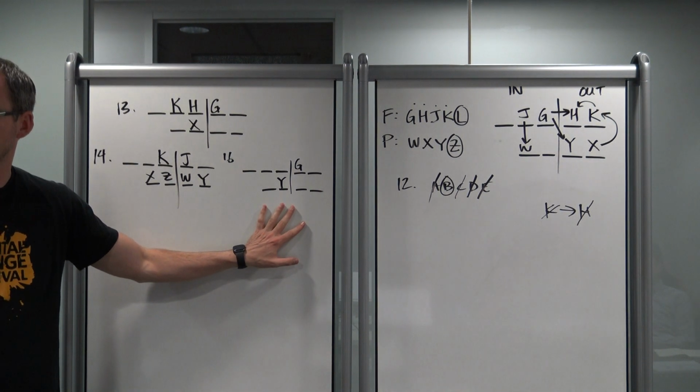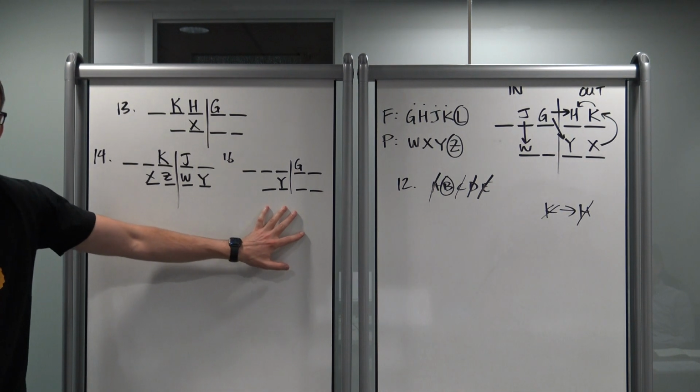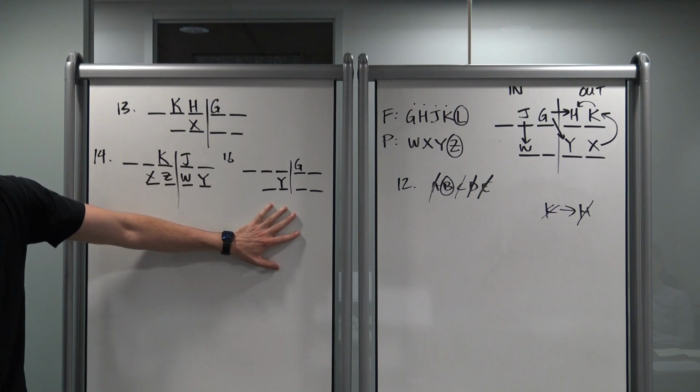If you know that Y is in, you now know that G is out. What else do you know? Anything else? Could you put K in the outgroup?